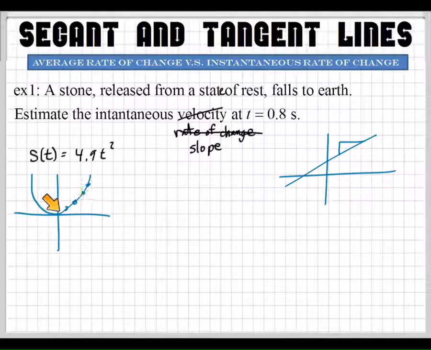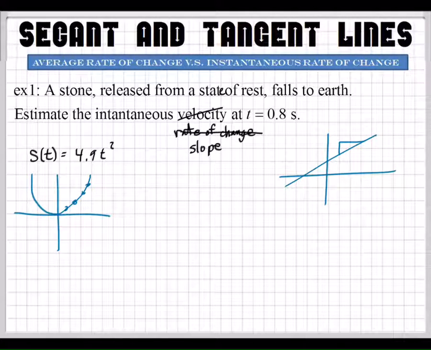Now, as I go to each of these points, what's happening to my slope? Do you guys know? It's getting what? It's getting steeper. The slope is getting steeper and steeper, so therefore the slope is getting bigger. Now, I'm using the word slope, but I can say velocity instead. The velocity is getting bigger and bigger the farther away I go. Now, this question says, find the slope at 0.8.